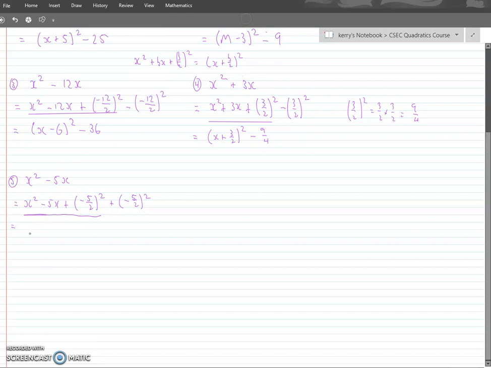Right, these first three terms add up to the perfect square. So what we end up with is x plus b over 2 squared, whatever number is inside here, a half of b, is minus 5 over 2 squared.